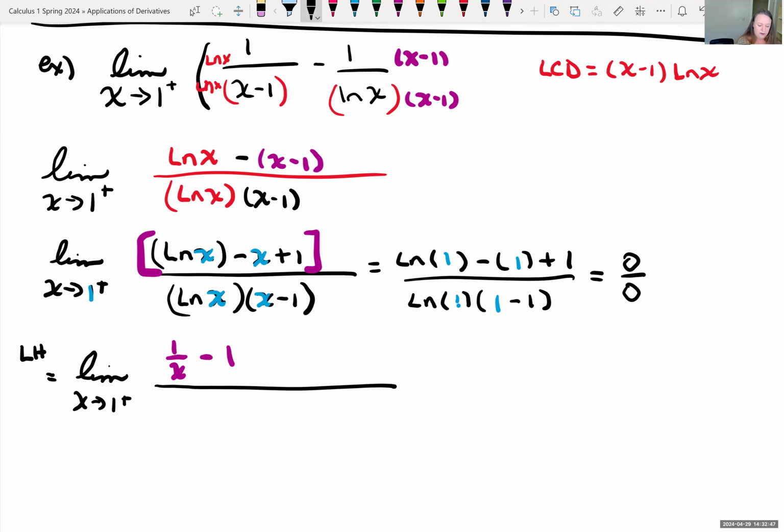All over, when I take the derivative of my denominator, notice I have a product rule here. So taking the derivative of the denominator, if I take the derivative of the first piece, natural log of x, I'd have 1 over x times my second function, x minus 1, plus the natural log of x times the derivative of x minus 1, which is just 1.